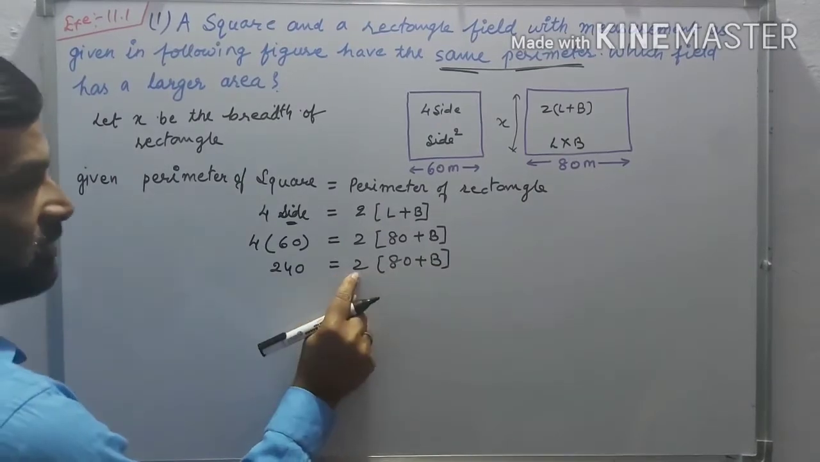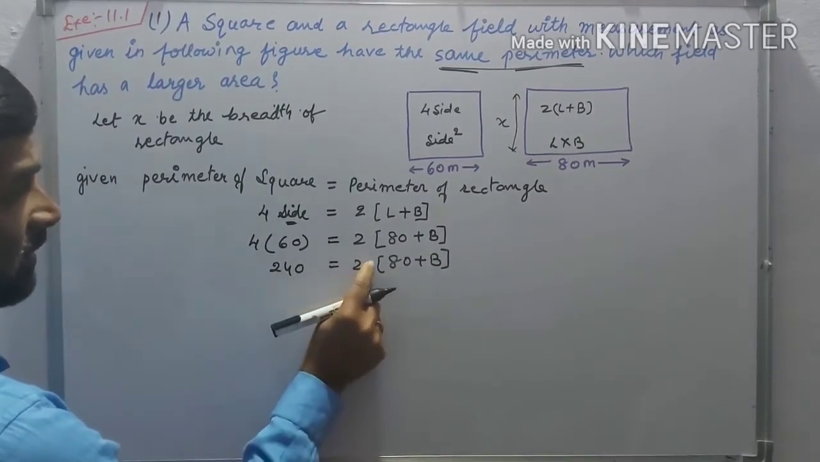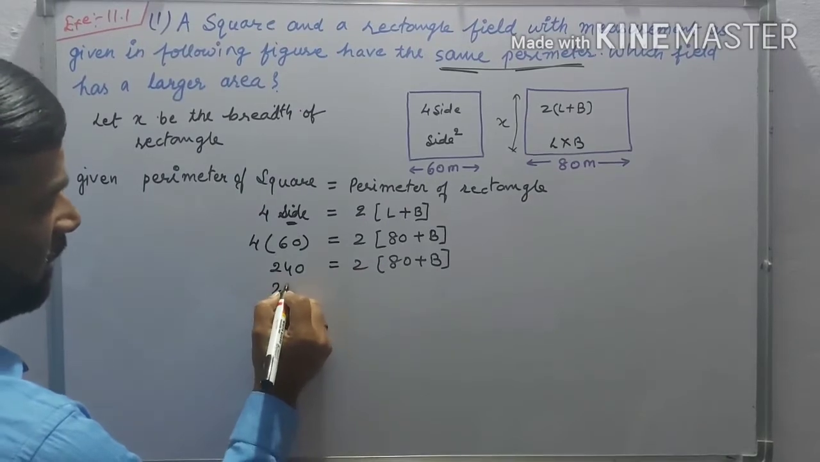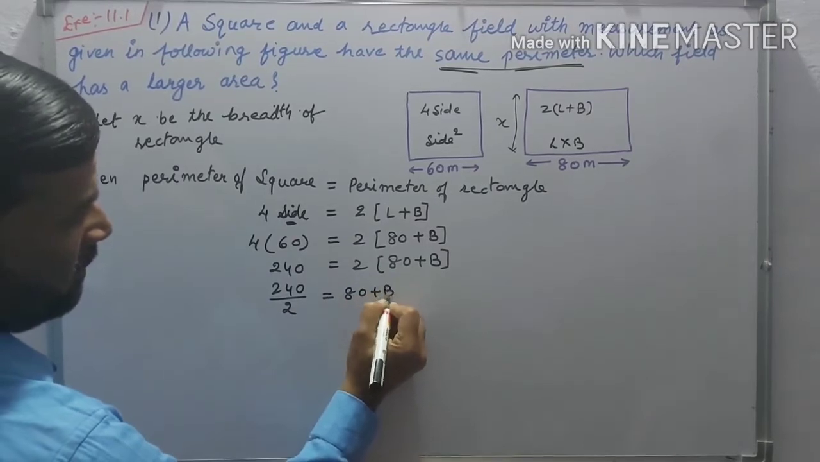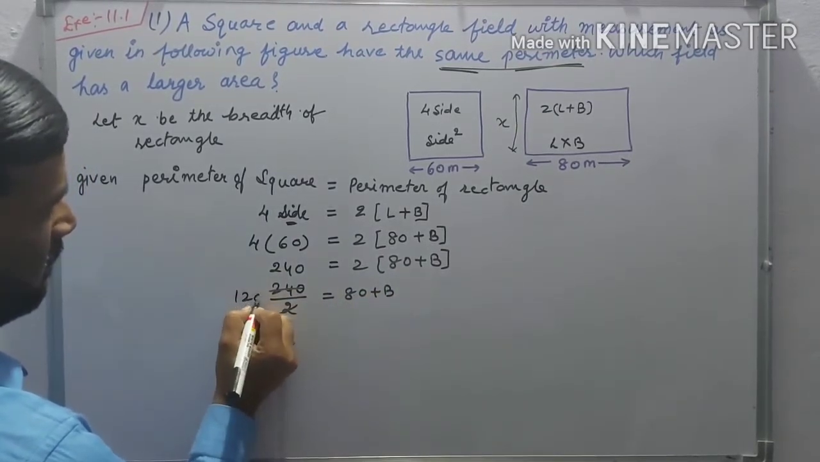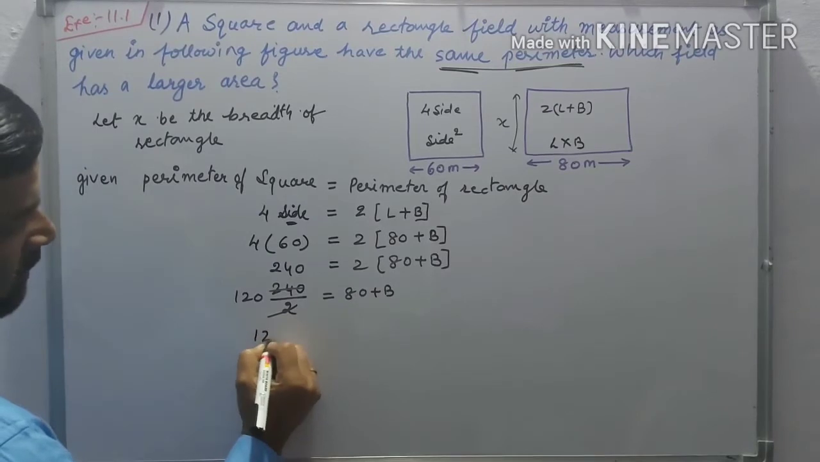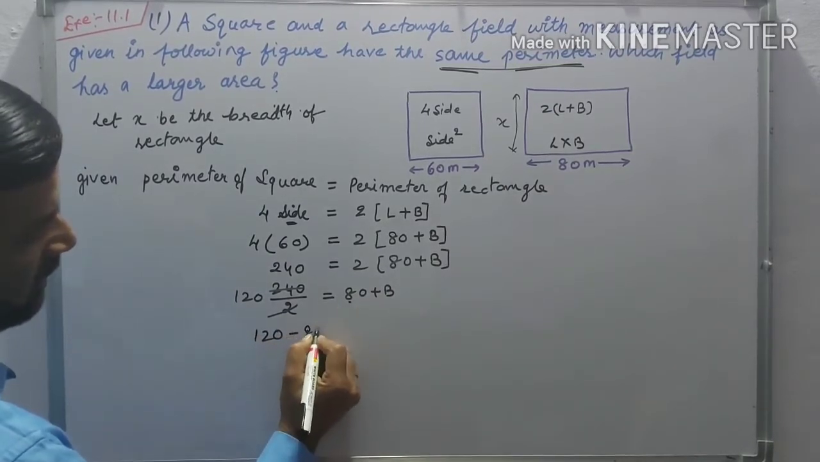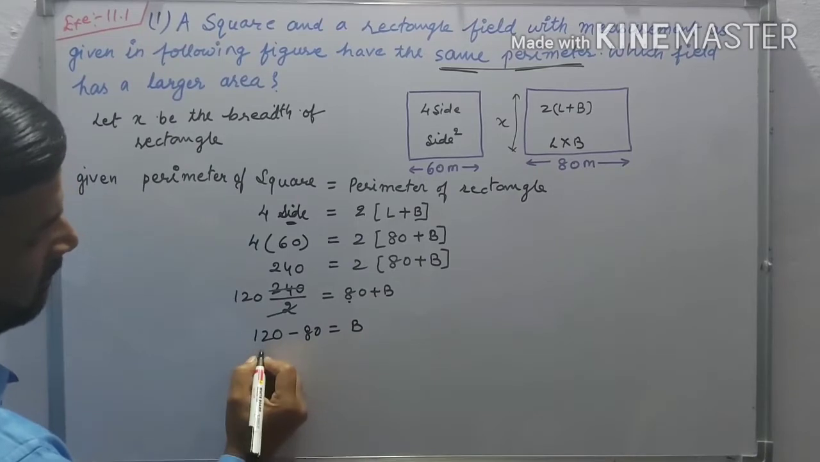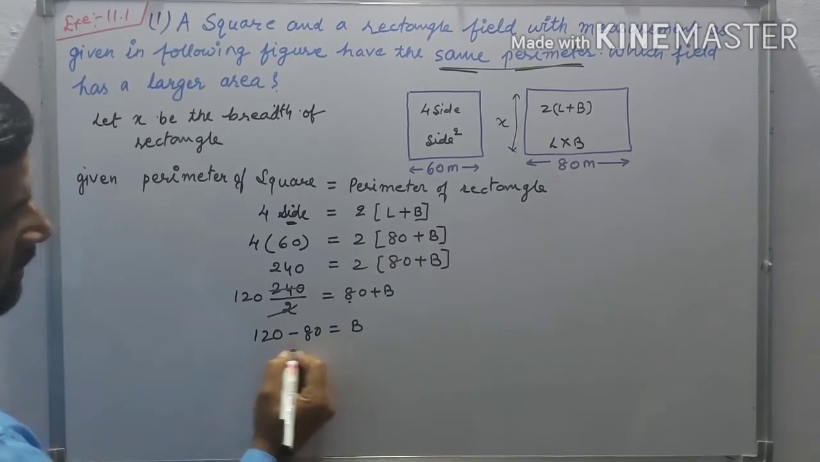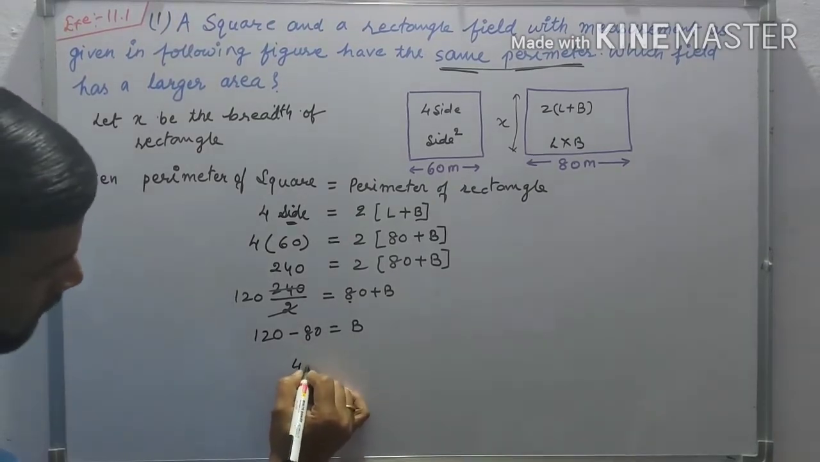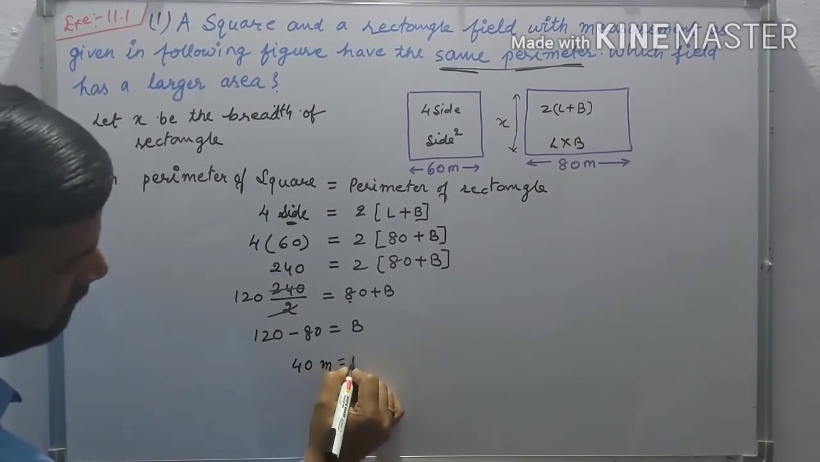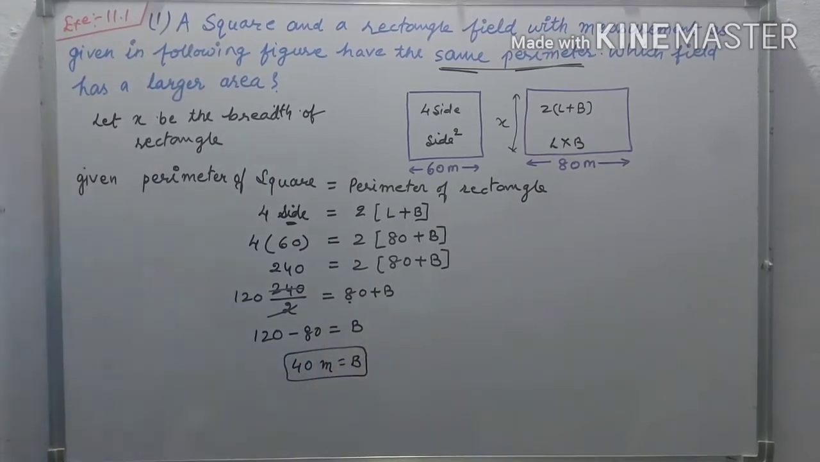First we transfer the value of 2. It is a multiplication sign here, so after transfer it becomes division, giving 80 plus B. After cancellation we get 120, and transferring 80, 120 minus 80 is 40 meter, which is the value of B. The value of B is the value of x.